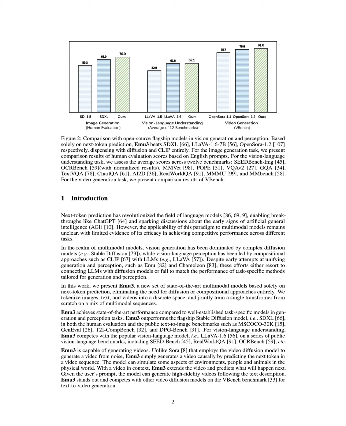Emu3 aims to address the limitations of existing multimodal models, particularly the reliance on complex diffusion models and compositional approaches that connect language models with vision models, which often fail to achieve competitive performance across tasks. Unlike Stable Diffusion, which utilizes a diffusion process for image generation, Emu3 employs a next token prediction framework that tokenizes images, text, and videos into a discrete space, allowing for joint training on multimodal sequences.